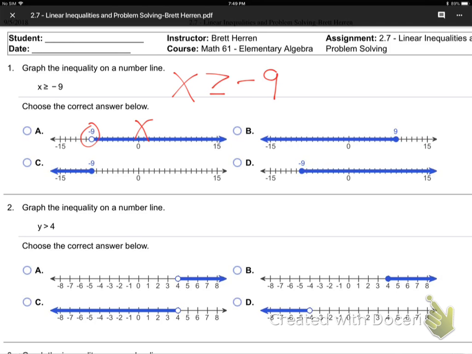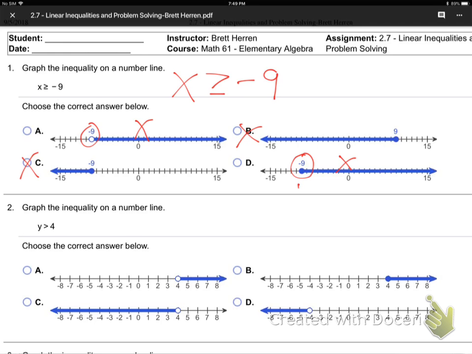So that's right. This one's also right. B and C are out. No way and no way, because the shading is going to the left. So that's not it for sure. The shading has to go to the right because that's what greater means. Greater numbers are to the right. Now, which one is it, A or D?